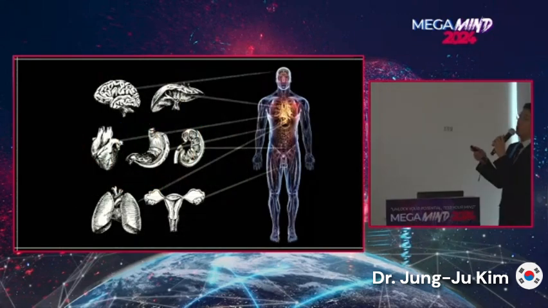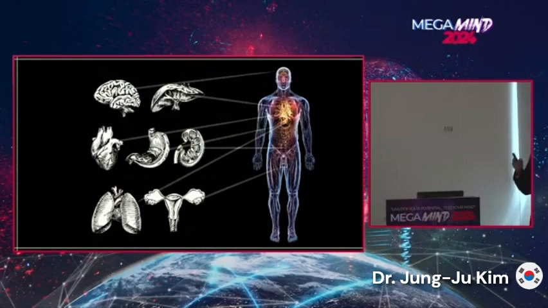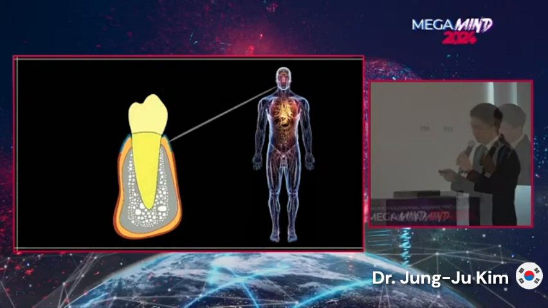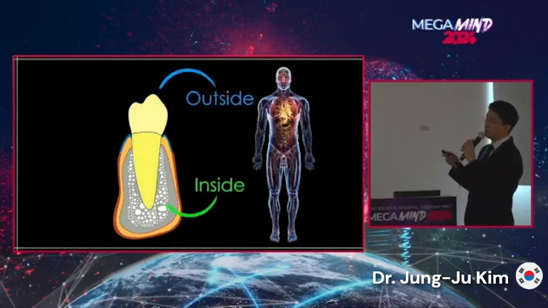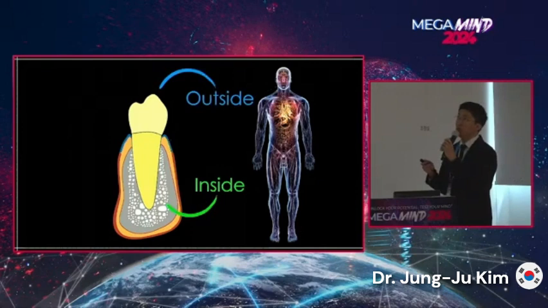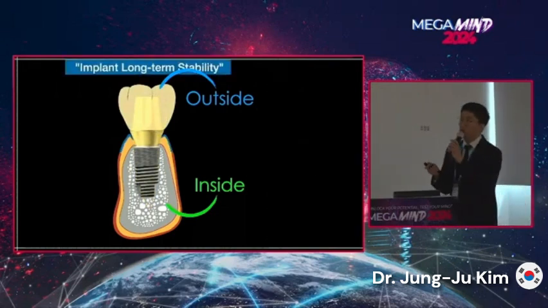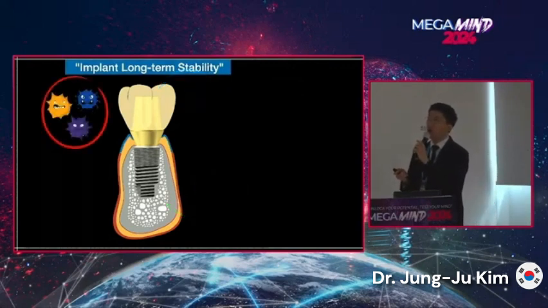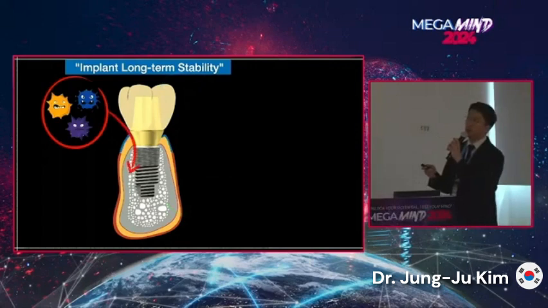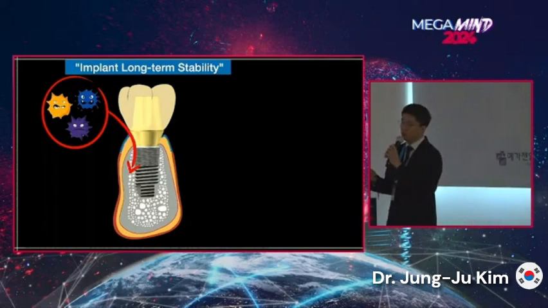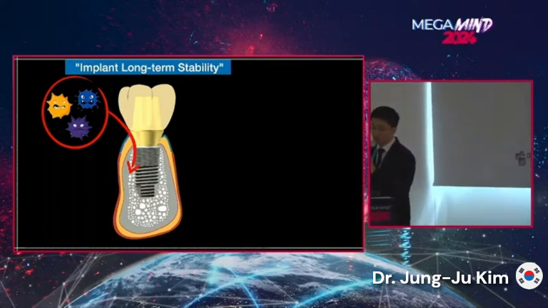In our body, all organs are covered with skin and mucosa. However, tooth is the only organ that connects the inside and outside of the body. Therefore, missing tooth means a hole in the body. Implant replaces this missing tooth, so sealing the hole in the body. Implant is exposed to numerous oral bacteria. If these bacteria penetrate the bone, they can cause bone loss around the implant, leading to implant failure.